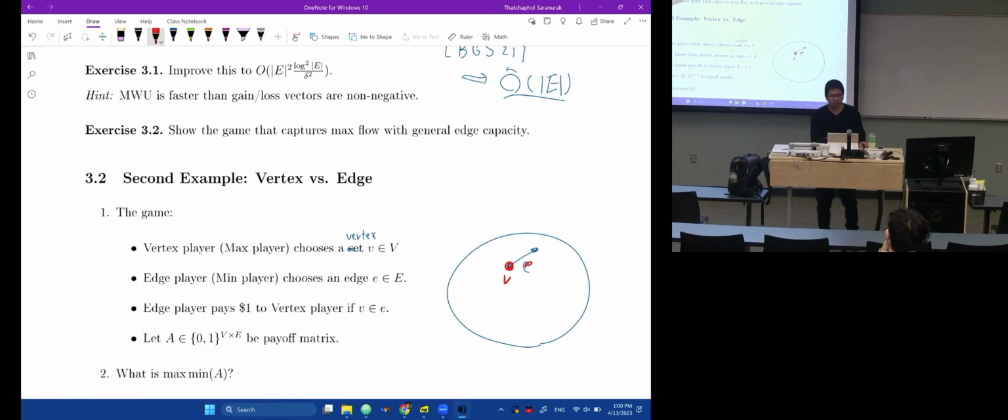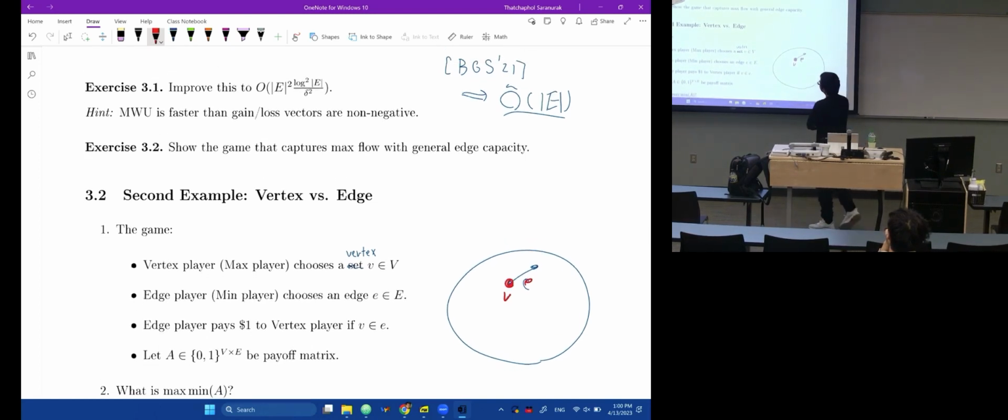So if you think, let's try to interpret this. This is when the player needs to choose the strategy deterministically, right? What would you do as, let's say, a vertex player? What would you do if you can play a randomized strategy? You kind of want to choose a distribution of vertices such that any edge needs to pay you. Make sense?